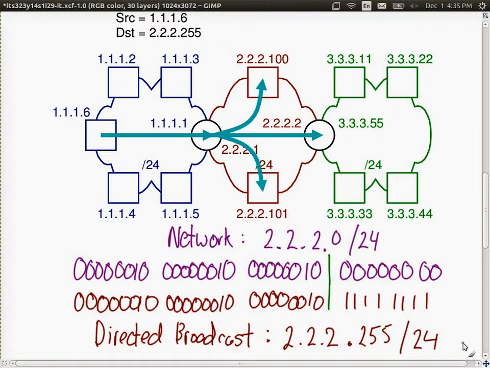If you want to send a message to everyone on one subnet, you can set the destination address to this special address. If we wanted to send the message to everyone on the green subnet, the destination would be what? You can work out it'll be 3.3.3.255 in this case. So you'll just find the network portion with a /24 and set the host portion to all ones.